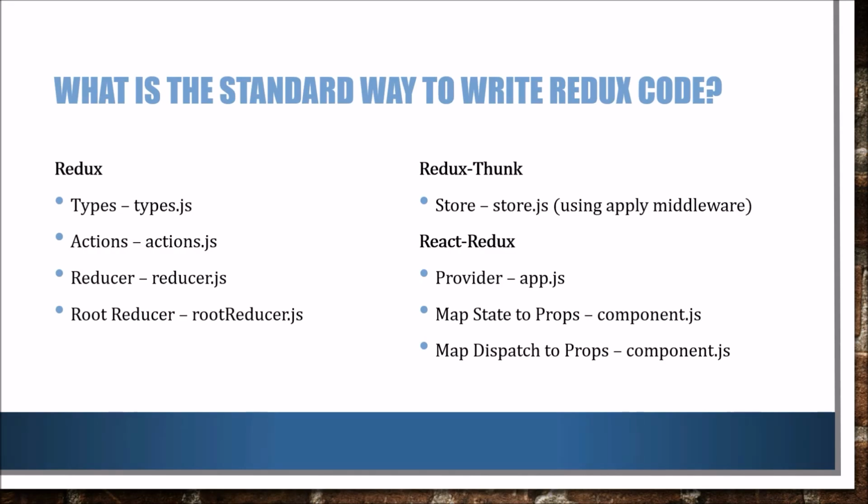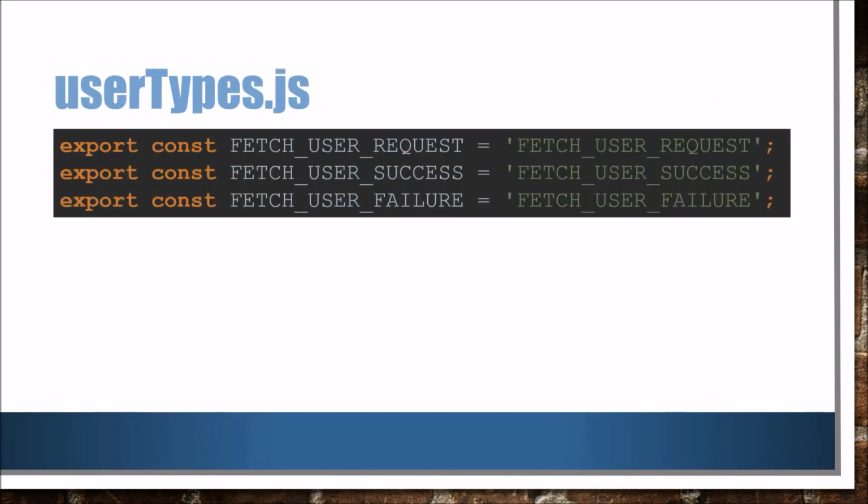Now in the next section of this video, I am going to show you the code. In the next video, we'll implement each and everything from scratch. Here is the code for user types. So here we declared the constants of possible scenarios like request, success and failure.